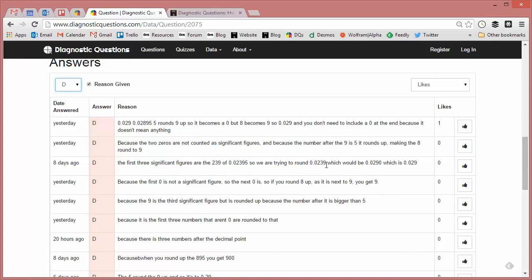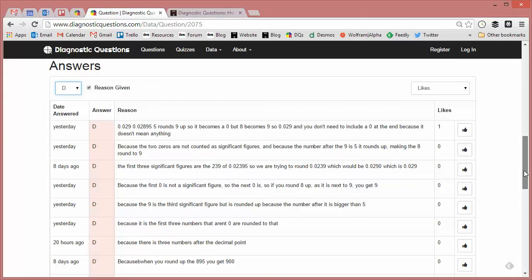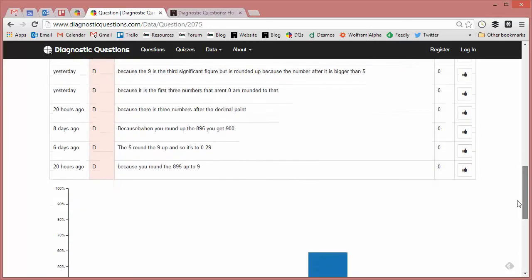But here's one that really reveals it. This one for me is the key. The first 3 significant figures are the 289. Perfect explanation. We round and we get the correct answer, 0.0290, but then they're saying that that is exactly the same as 0.029. So you've got absolutely key insight into how those students think.